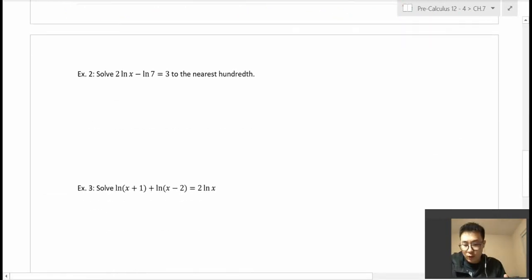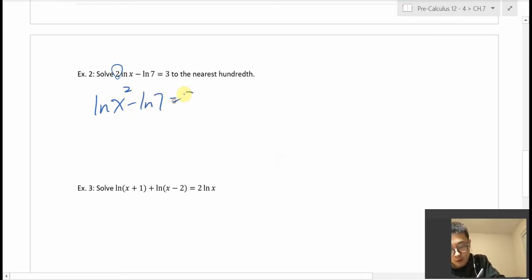Okay, here's the second example. We want to solve this equation. Same thing. We can combine the logs together using the rules that we learned. So first, I'm going to move this coefficient to the exponent position. So ln of x squared minus ln 7 is equal to 3. Now I can combine these two logs together. Simply divide them, like that.